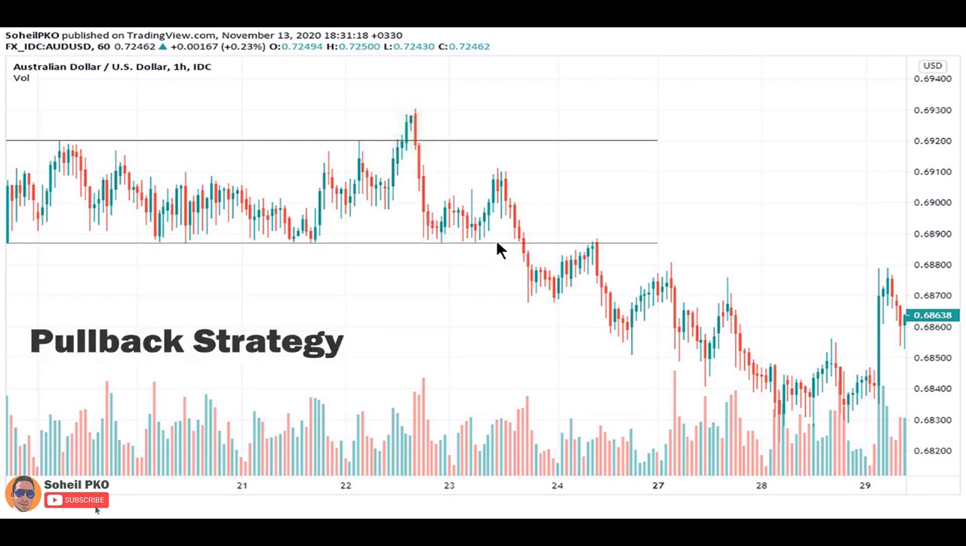Pullback strategy, or some traders call it the retest strategy. When we have a breakout, even a valid breakout, it doesn't mean that the price advances or declines in the direction of the breakout instantly. And sometimes we have a pullback and retest of the broken level, and after that the price advances or declines in the direction of the breakout, which provides us a very low risk opportunity to enter a trade.